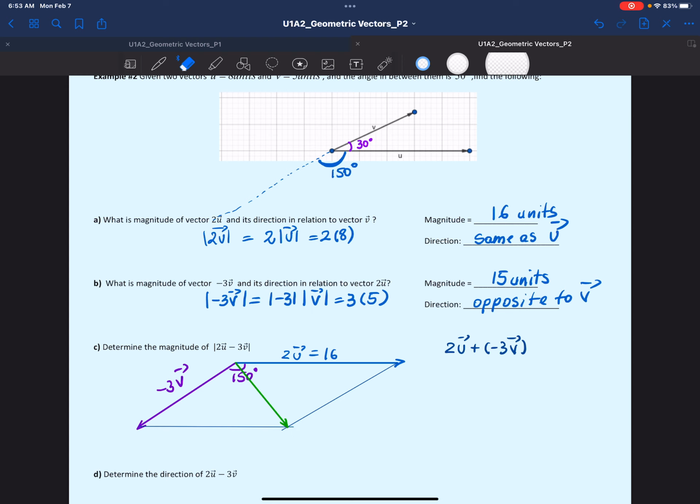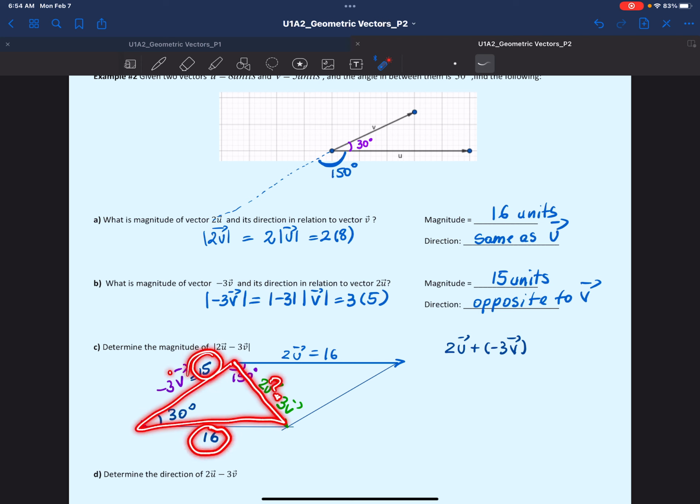Now we have a few calculations that we want to perform here. So we have this side equal to 15. Now we have this one here equal to 16. This angle, which is 30 degrees. And here goes our vector 2u minus 3v. So in this triangle, we need to find this side when we have 15 and 16, the other two sides, and the contained angle. So the magnitude of 2u minus 3v can be found by using the cosine law.